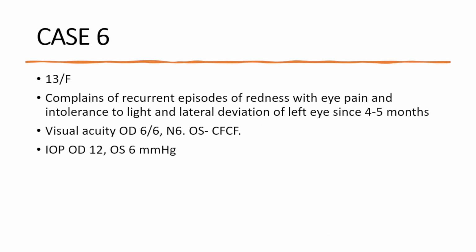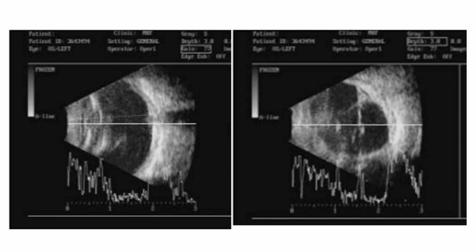A 13-year-old female patient came with complaints of recurrent episodes of redness and eye pain, along with intolerance to light and lateral deviation of the eye since 4 to 5 months. The visual acuity in the right eye was 6/6, but in the left eye was counting fingers close to face. Intraocular pressure in the right eye was 12 millimeters of mercury, and in the left eye was 6 millimeters of mercury. There was no fundus view because of the media haze. The details of media haze were not noted. The ultrasound scan is also quite old.